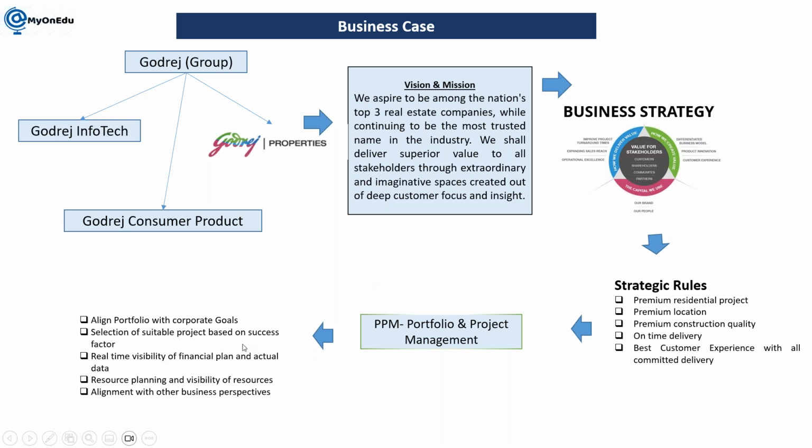Okay, and resource planning and visibility of resources means that when we have selected a proposal and moved it to a project, then we can decide which resources are best for us to be deployed. Okay, so there are steps where we can select the candidate from different departments, different teams. Okay, and then we can deploy them on the project.